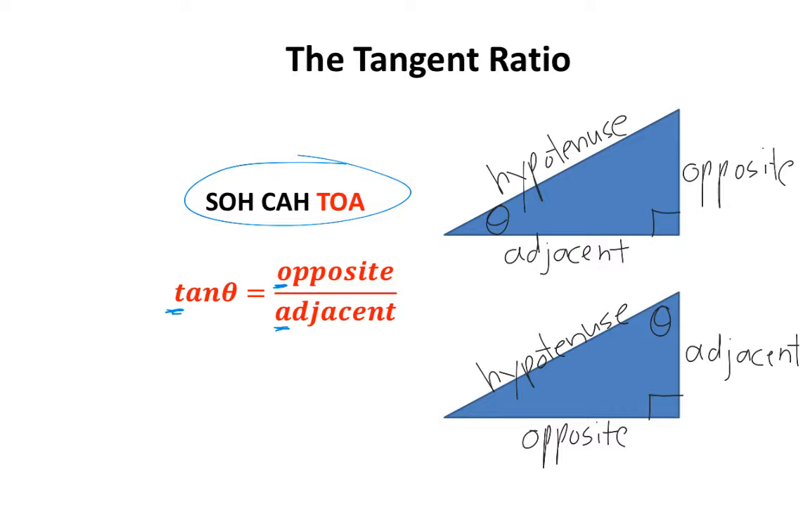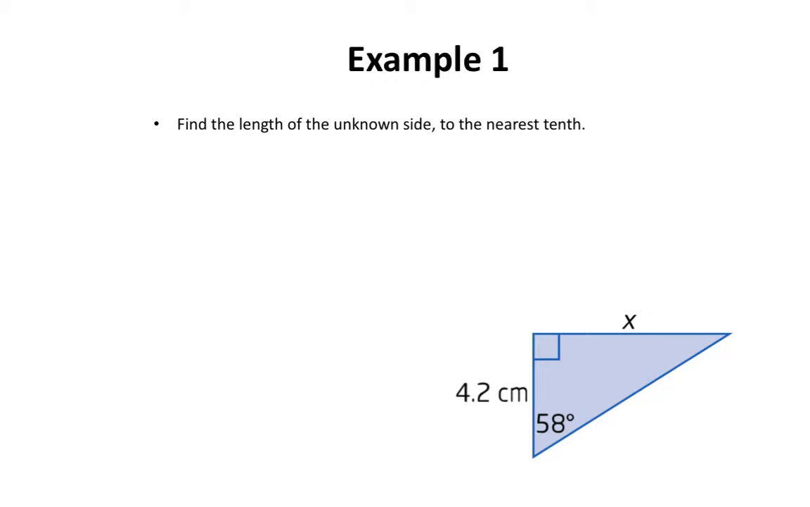So as you can see, the terms opposite and adjacent are relative terms. So they will change positions depending on where your angle is. In our first example, we want to find the length of the unknown side to the nearest tenth. Now, we're only given one angle. We're given 58 degrees. So everything is going to be relative to 58 degrees.